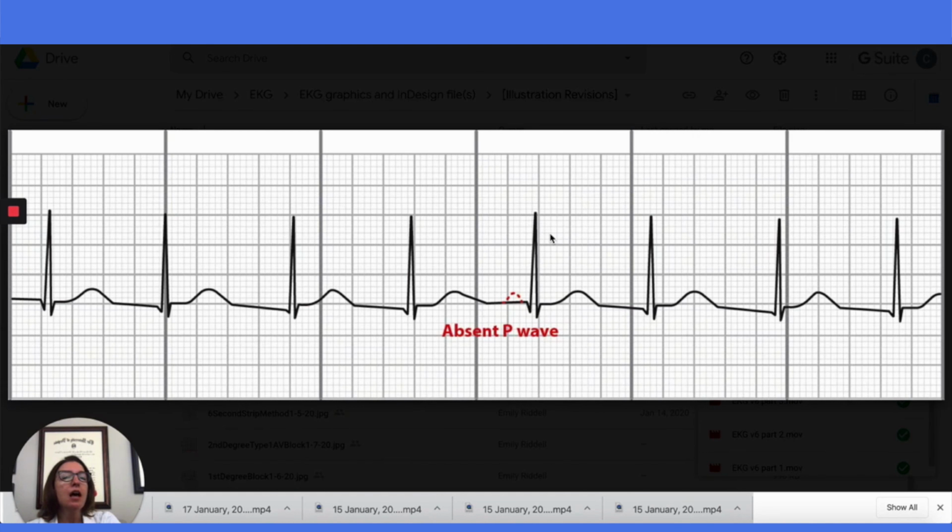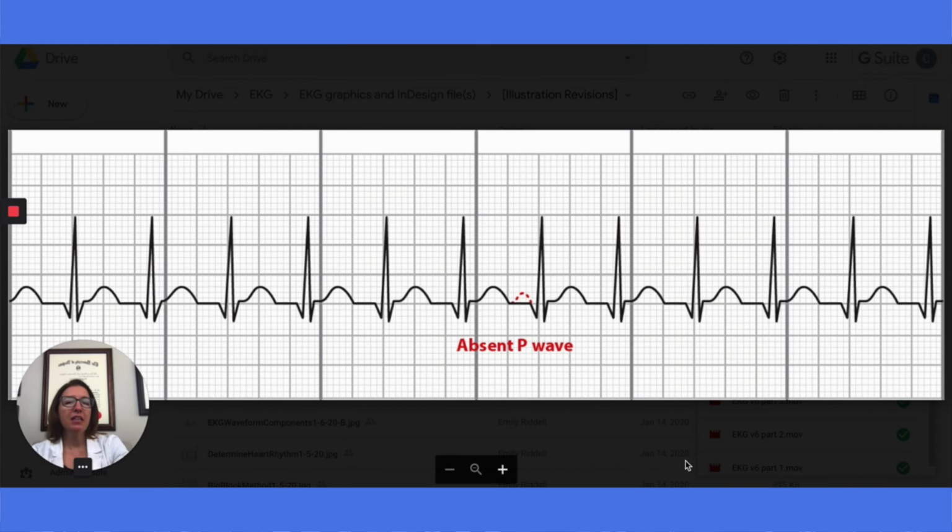So we know it's not a junctional rhythm because the inherent rate of junctional rhythm is between 40 and 60 beats per minute. So it's a little faster than that. With accelerated junctional rhythms, we can expect a heart rate between 60 and 100 beats per minute, which is the same range we see with normal sinus rhythm. But again, we're missing the P wave, and that's why we don't have normal sinus rhythm here.